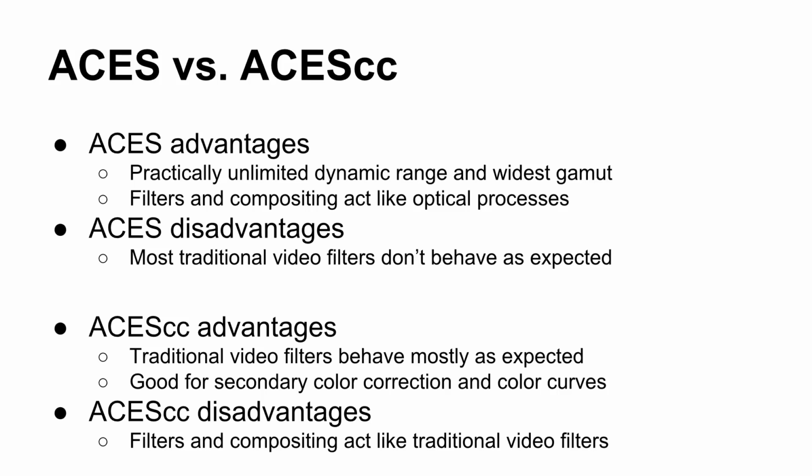In ACES, filters and compositing act just like optical processes. In the linear color space, adding color values is the same as adding light. So for example, compositing two images by addition is just like doing a double exposure. But the problem with ACES is that it uses such a large range of color values, so traditional video filters won't behave as expected. Many of them don't operate outside the 0 to 1 range.